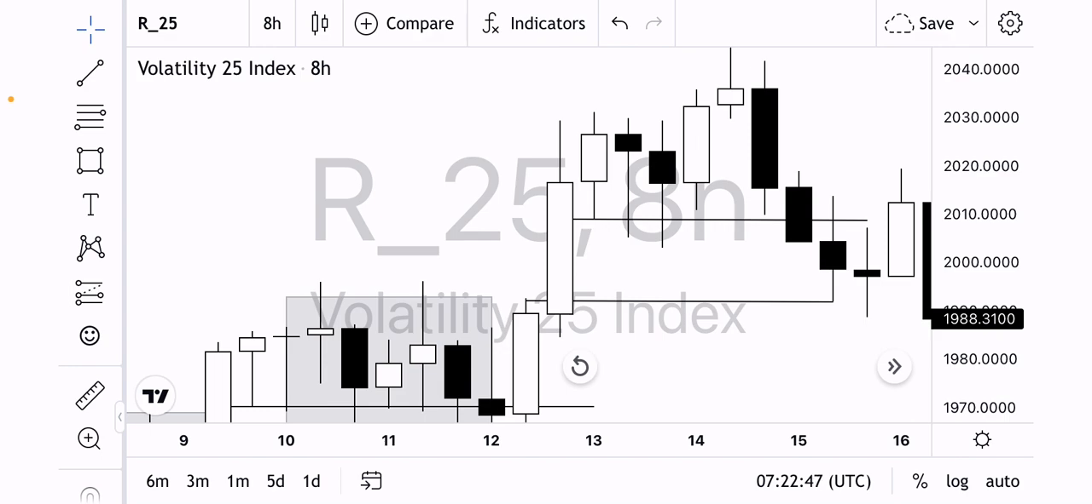So I'm going to explain how you need to pick it out with your POI and how you need to trade it.